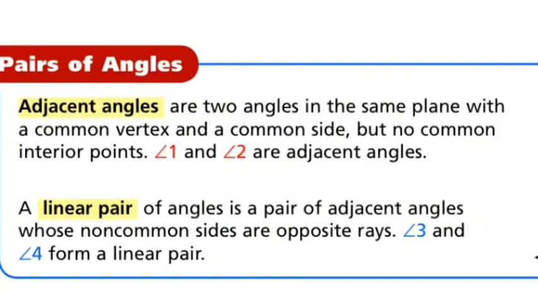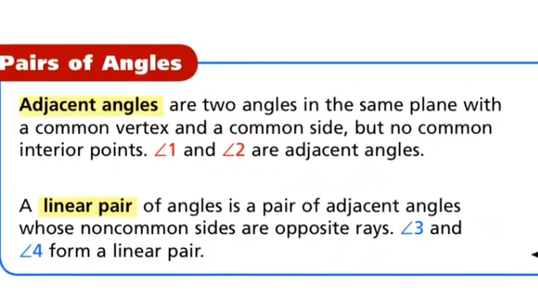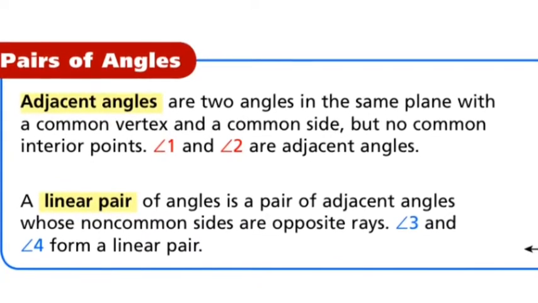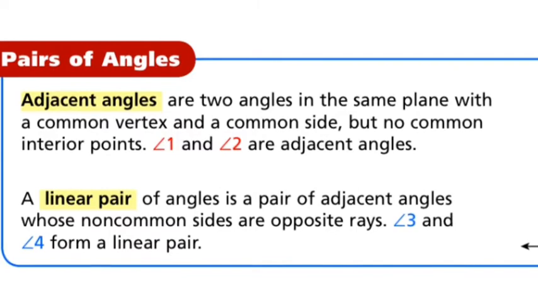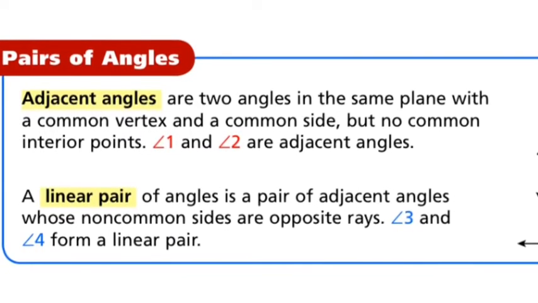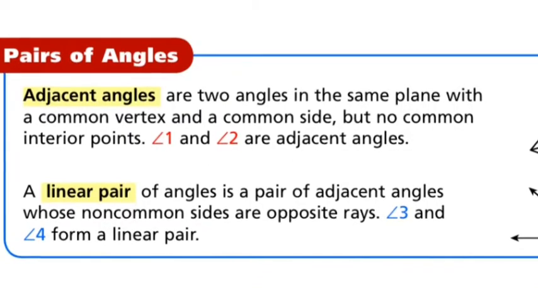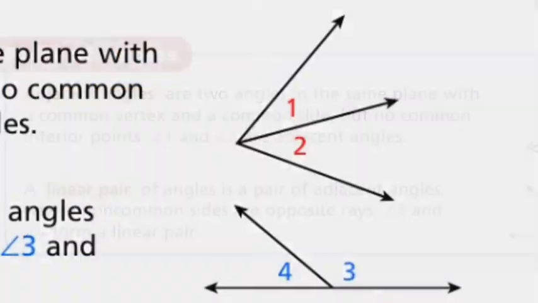The first pair of angles we're going to look at are called adjacent angles. And as you can see by the definition, it refers to two angles in the same plane with a common vertex and a common side, but no common interior points. It helps to look at a picture, so let's pull that up next.